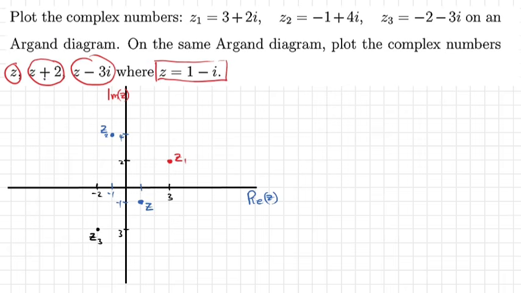Then the next one is Z plus 2. Now, if we want to find the complex number Z plus 2, we first have to replace what Z is. Remember, Z is 1 minus i, so plus 2. So if I group like terms, this will be 1 plus 2, minus i, so giving us 3 minus i. So this is the complex number we're plotting. So Z plus 2 is equal to this complex number here. So I'll just write here, Z plus 2 is the complex number 3 minus i.